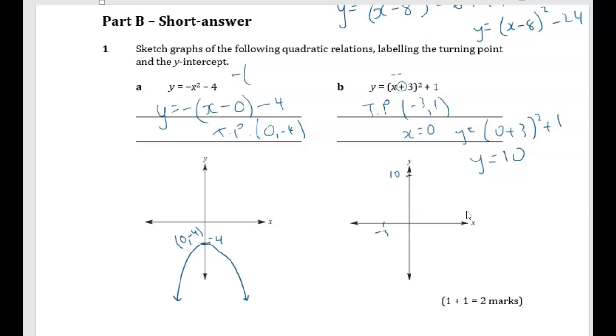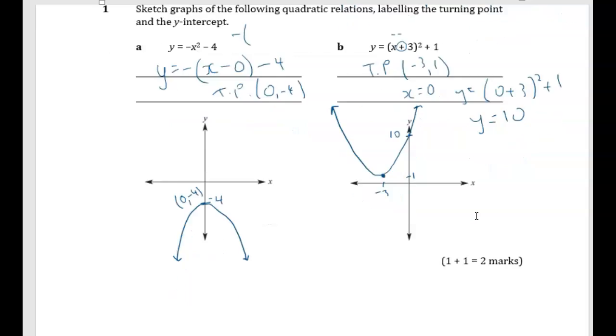Negative 3 here. 1. So we're about here. And we go up. And we draw it as well as we can. Not much of a scale, but you need to just show that turning point. So I've got it listed here, negative 3, 1. So it's gone to the left 3, up 1. And your y-intercept is 10.